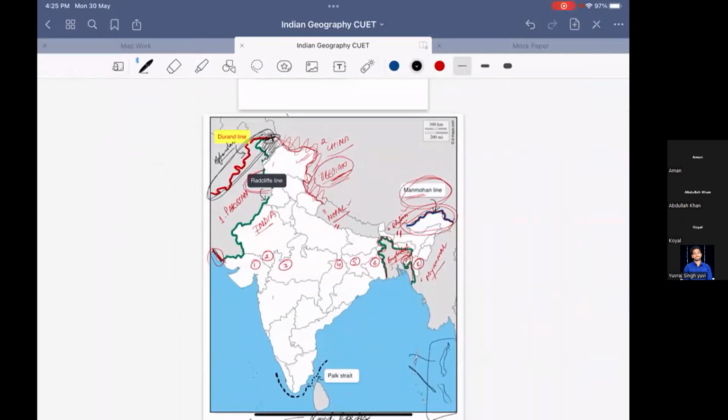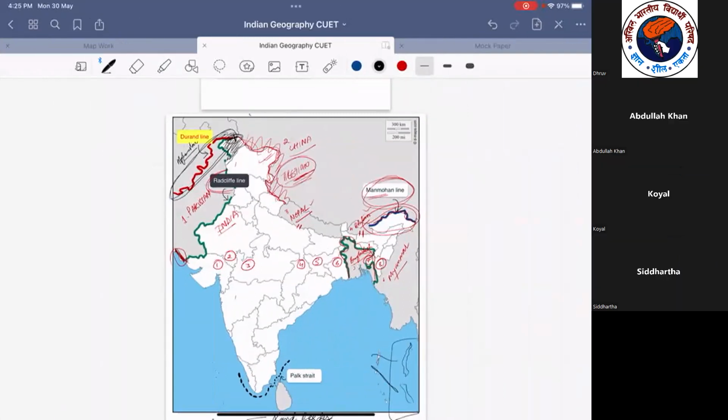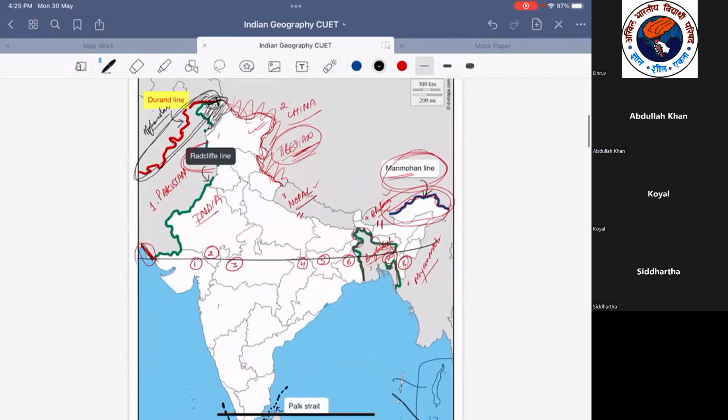Moving on, one more important thing is the Tropic of Cancer. Everyone must be aware that the Tropic of Cancer passes through India. So an important question that arises out of this is, which are the states that the Tropic of Cancer passes through? So Tropic of Cancer is here. Okay, so we will see which are the states. I have numbered the states.